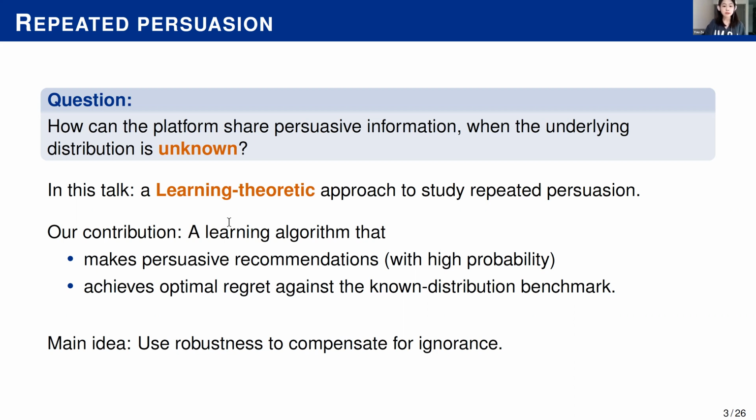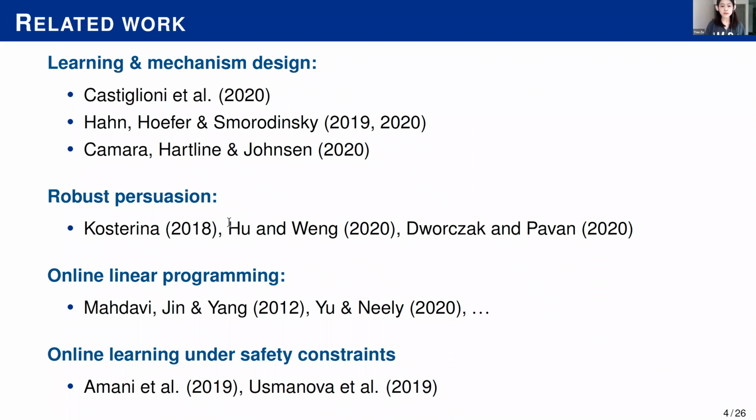But before I go into details about it, let me firstly talk a little bit about the related work. But for the sake of time, I won't go into details. First, our work fits right into learning and mechanism design, and I list a few that are closely related to our work. Because our approach relies on robust persuasion, there's a lot of work in this area. And our work also has the learning theoretic framework, because in particular, the known distribution setting can be formulated as a linear program. So our work also relates to online linear programming. Further, the persuasion we propose has some relationship with online learning under safety constraints.